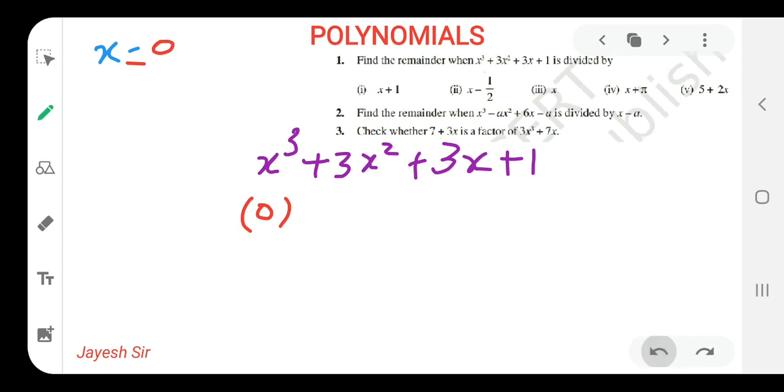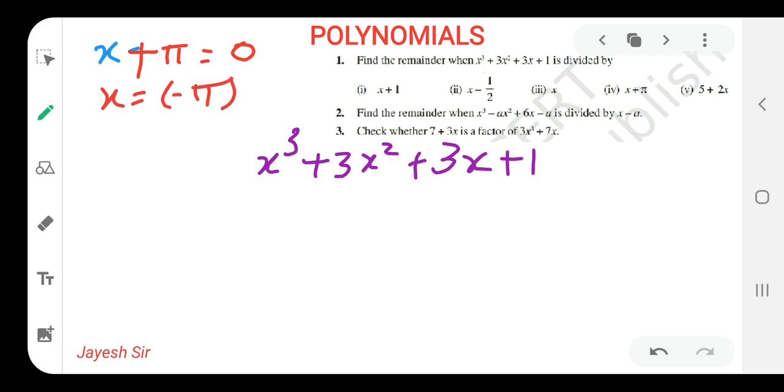Now I hope you all might have understood it properly. So let's begin with our fourth sum, that is x plus pi. We have to put x plus pi equals 0, because in the equation it is given x, so we put x plus pi equals 0. Now pi will go to that side, so the value of x would be minus pi. Now we have to put the value of x as minus pi.